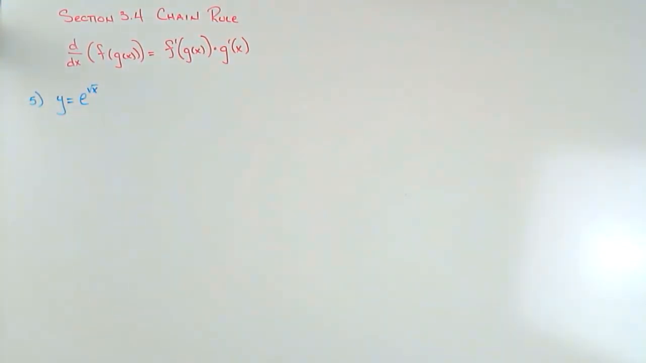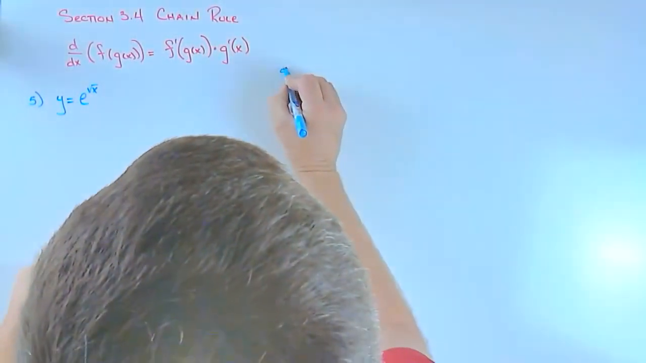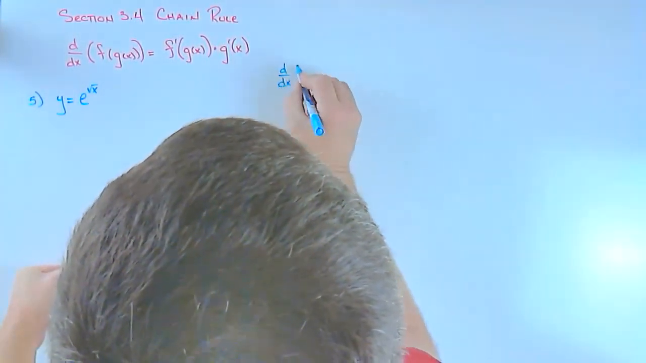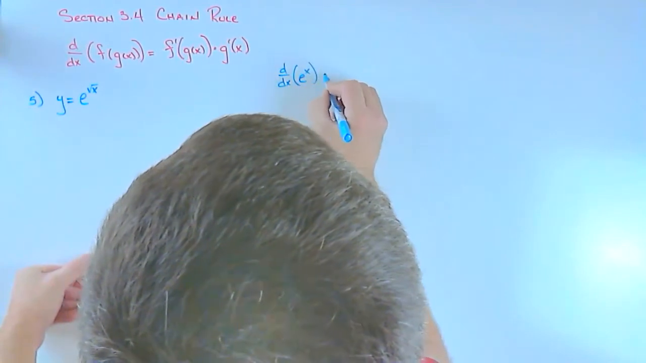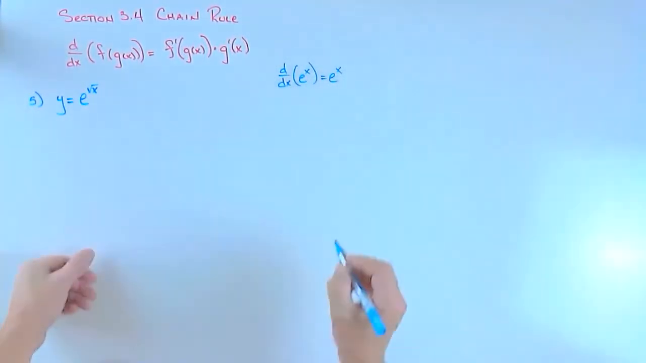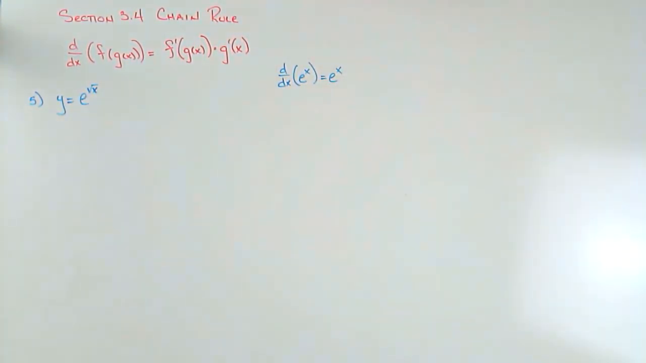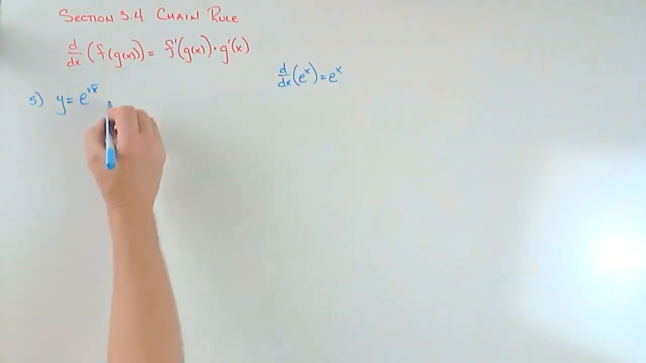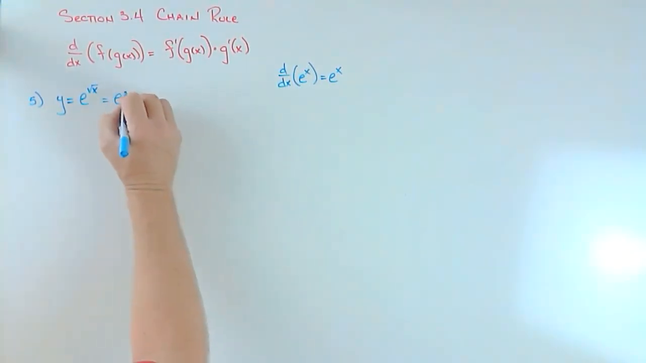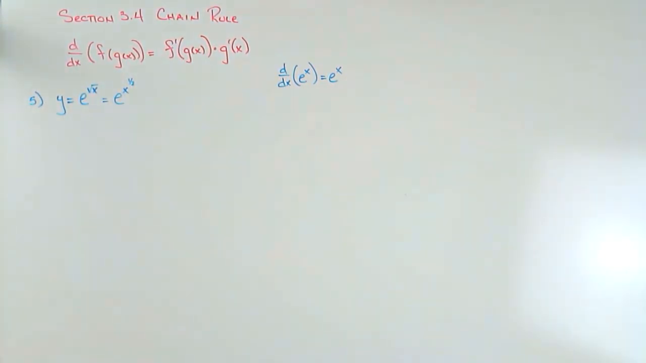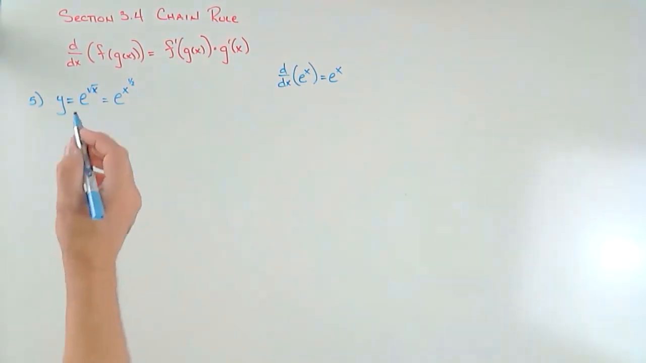Now we have a derivative rule for the exponential. We have a rule that says the derivative of e to the x equals e to the x, but we do not have a power of x. We have a power of the root of x. Now, if we rewrite that, that's of course e to the x to the 1/2. So our outside function, if we want to think about it that way, is the exponential. Our inside function is x to the 1/2.